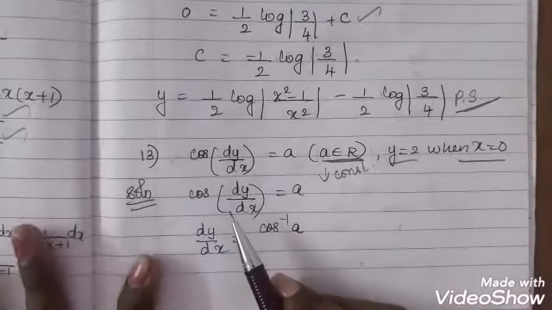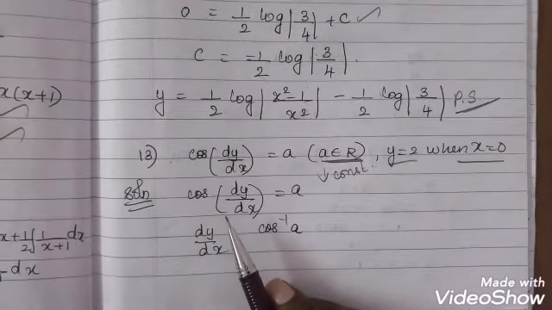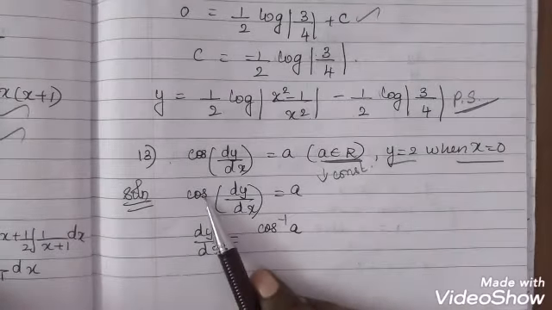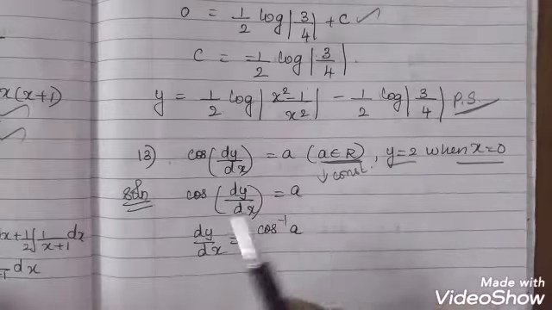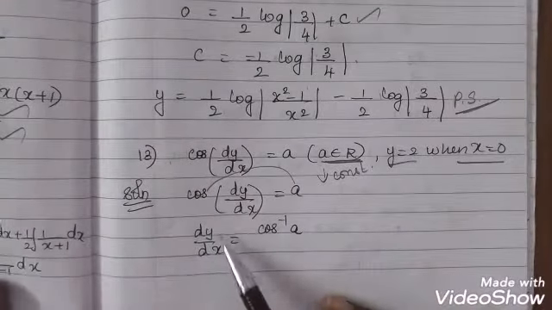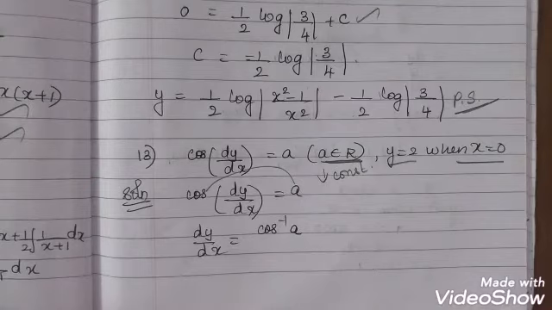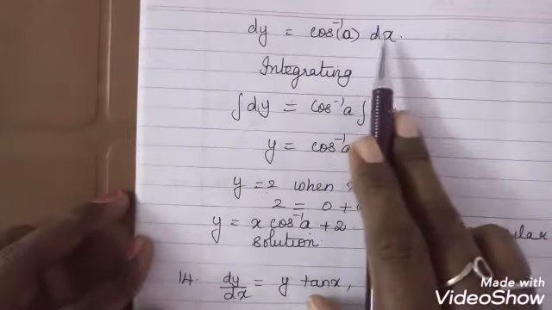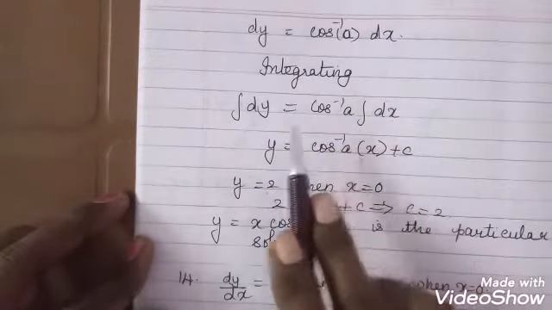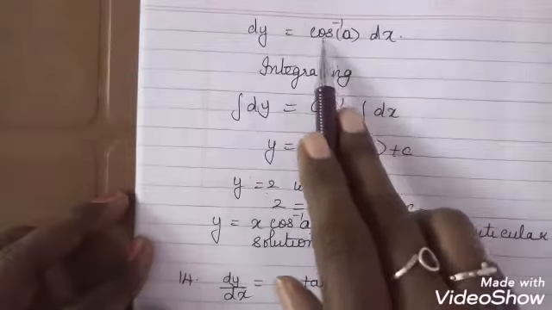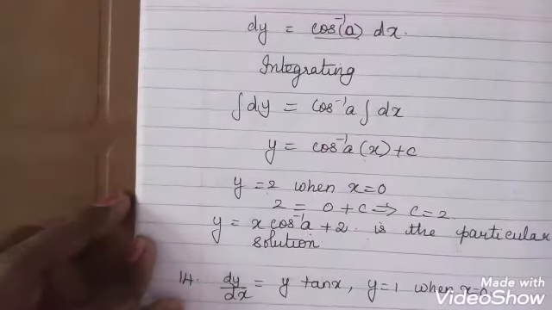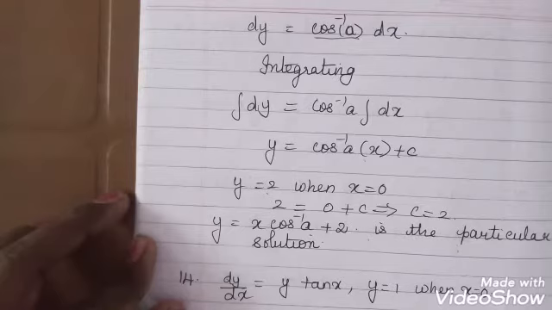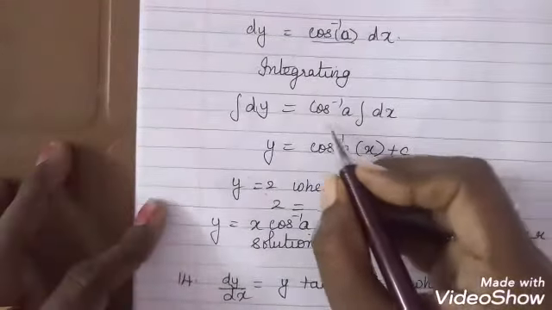So first we'll split it by the variable separable method. When I split it, what will I get? Cos of dy by dx is equal to a. When I take it to the other side, you will get dy by dx is equal to cos inverse of a. So you have dy equal to cos inverse of a into dx. Now integrating it, the integral of dy is equal to, you know that cos inverse of a is nothing but a constant, because it's clearly mentioned in the question that a belongs to R, which means that a is a constant. So I can just take it outside the integrand.